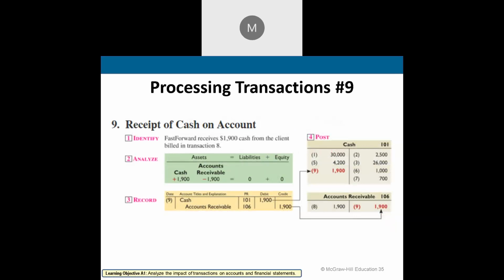Here's another example of a transaction. Later on, our customer paid us. Okay, a month went by, and the customer paid us the $1,900 that they owed us from earlier. So we increase our cash and we decrease the accounts receivable.